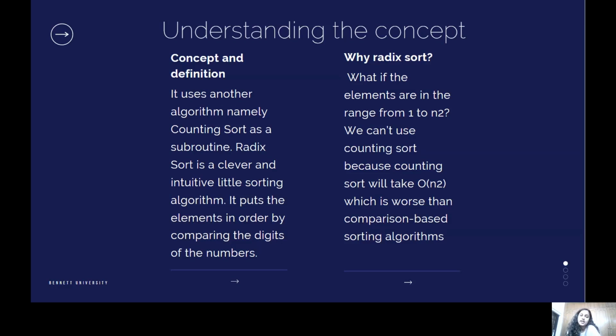Radix sort uses another algorithm, namely counting sort, as a subroutine. It basically puts the elements in order by comparing the digits of the numbers. We can say that radix sort is ultimately an extension of counting sort. Now you might ask why we needed to introduce an extension of counting sort when we already had such a huge variety of sorting algorithms available.